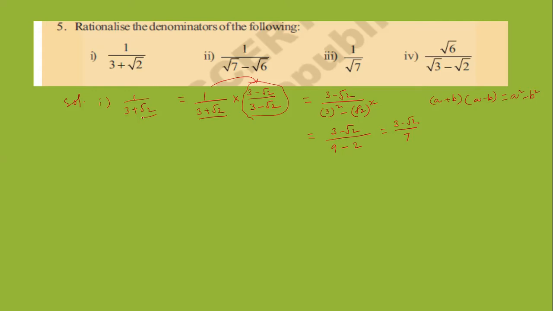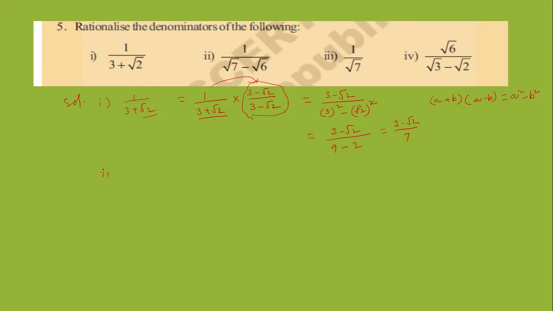Here in the numerator, you got minus root 2 by 9 minus 2, that's enough, it's over. Here you may observe in the denominator it is a 7, that means it is rational. In the beginning of the problem, what is in the denominator? Root 2 is there, that means it is irrational. But finally what we get in the denominator is 7. The 7 is rational. This process is called rationalizing the denominator.